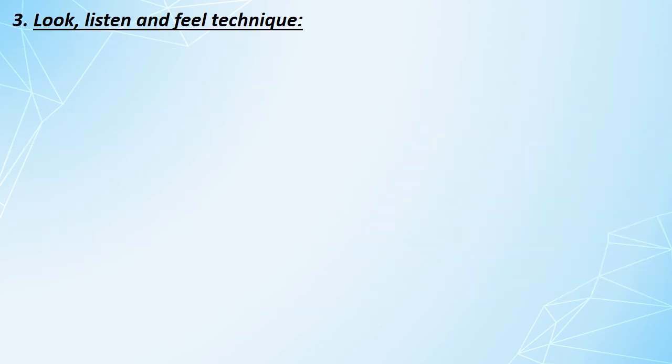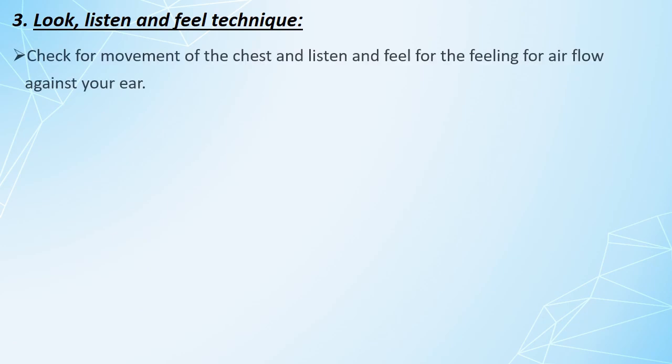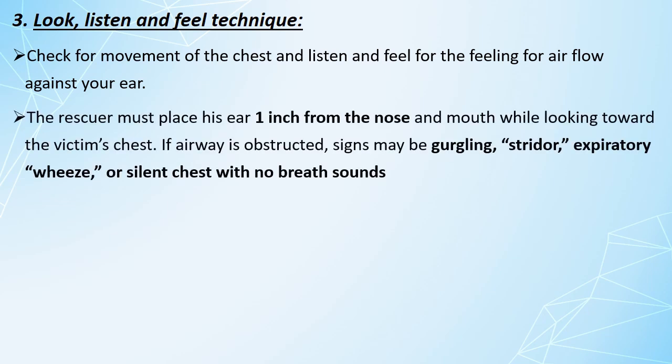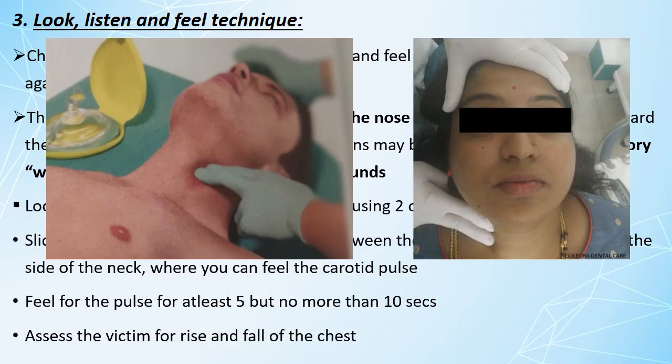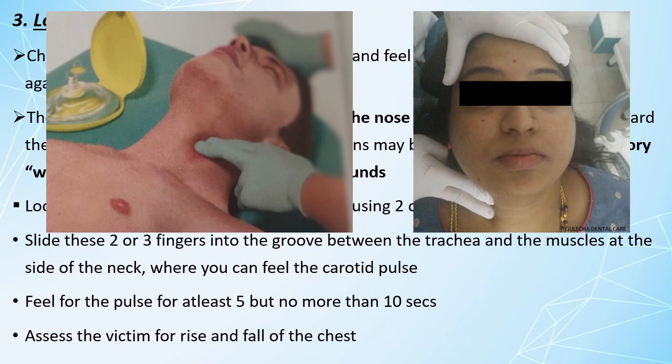Then the third one is the look, listen and feel technique, where we look for the movement of the chest and we listen and feel for air against our ear. This can be done by placing our ear 1 inch from the nose and mouth of the patient, and we need to look for any kind of airway obstruction. Then we also need to palpate the carotid pulse, which can be done by passing our fingers in the groove between the trachea and the muscles on the lateral aspect of the neck, as can be seen in the diagram, and this should not be done for more than 10 seconds.